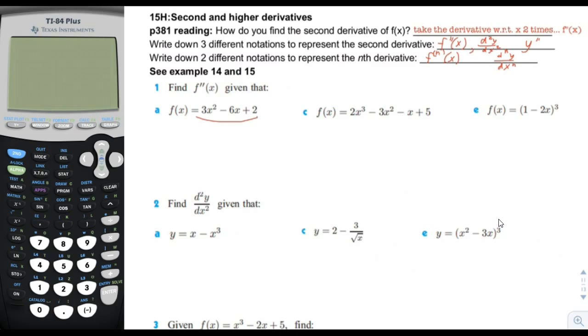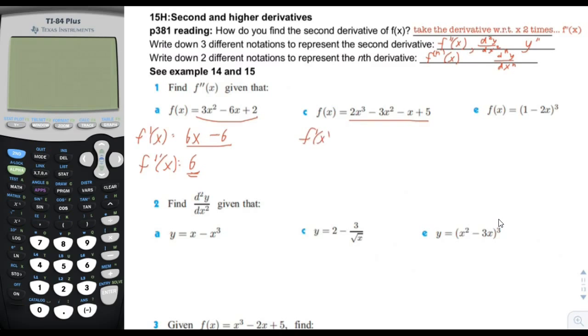Okay, let's take the first derivative of this. So f dash of x is equal to 3x. The derivative of 3x squared is 6x. The derivative of negative 6x is negative 6, and the derivative of 2 is simply 0, right? Now what if we took the second derivative? All we're going to do is take the derivative again of the resulting function. So now we're just going to have the derivative of 6x is 6, the derivative of negative 6 is 0. So now we just have f dash dash x equals 6. And that's it. That's the second derivative of the function. It's just a line, right? A horizontal line.